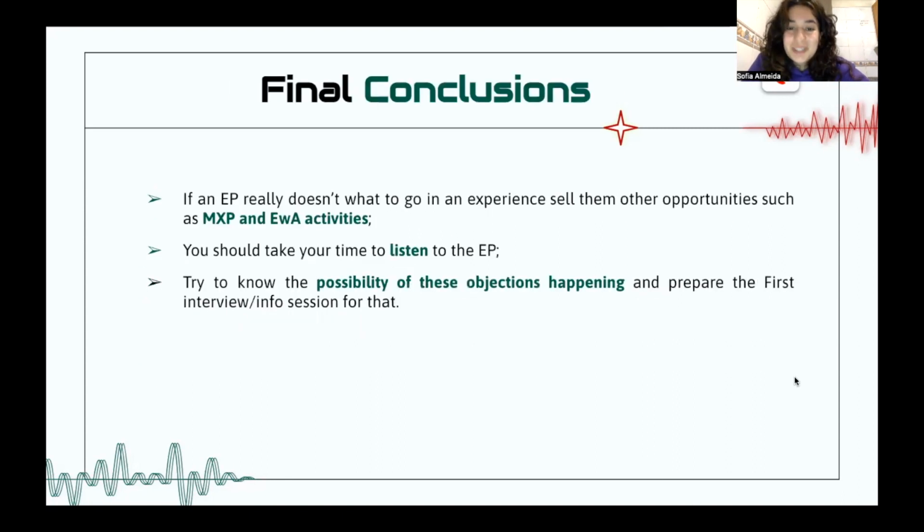So for the final conclusions, if an EP really doesn't want to go on an experience, or can't go on an experience, you can always sell them other opportunities such as membership, so they can be part of your LC, or engagement with AIESEC activities like youth speak forum and other lessons. Then you should take your time to listen to your EP and analyze: is what they are saying true, and why are they saying that. Try to know the possibility of these objections happening before the first interview or first session, because you can prepare better for the possible objections they are going to raise. So you can really focus on the flow of the meeting and on how you are going to persuade them to go on this experience.